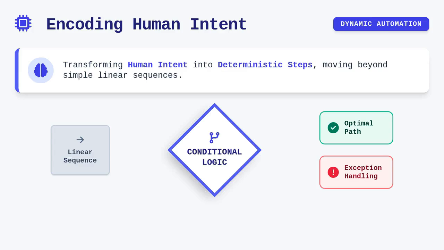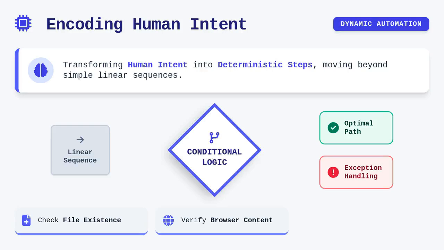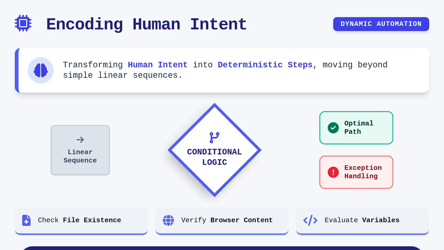By implementing conditional logic, you allow the robot to evaluate current state information, such as the existence of a file, the text content within a browser element, or the value of a specific variable, to decide which path to take. Think of these conditions as the nervous system of your automation, where the flow senses its environment and reacts appropriately to ensure the process remains robust under changing input parameters.